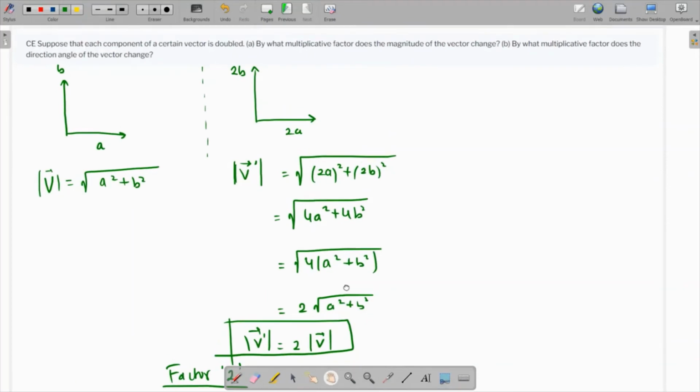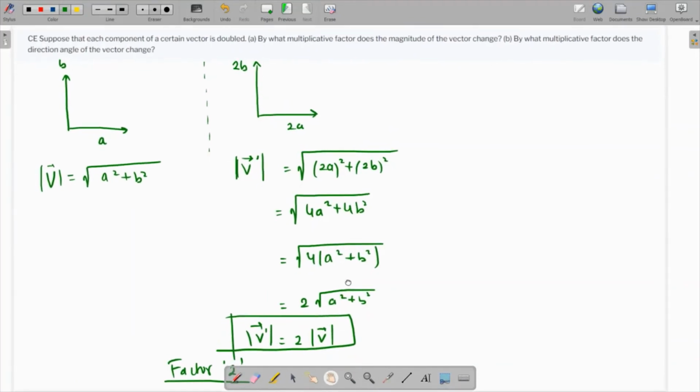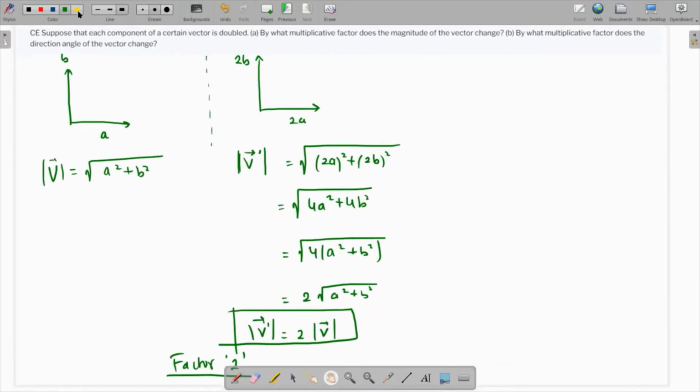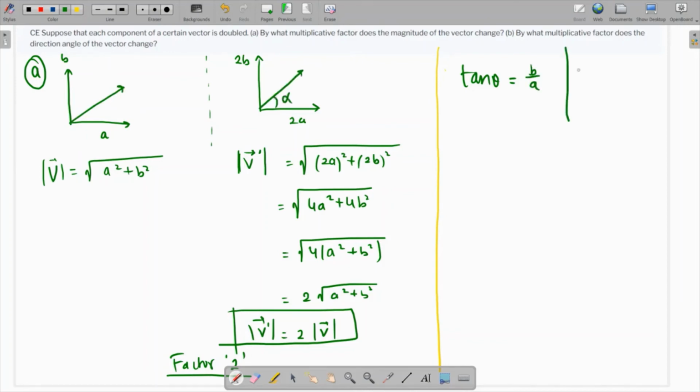The second part asks by what multiplicative factor does the direction angle of the vector change? If we talk about the angle, it is all about the ratio of the horizontal and vertical components. So tan theta initially would be given by B over A, and let's call this alpha, the new angle. So tan alpha would be given by 2B over 2A, which is nothing but B over A, and B over A is nothing but tan theta.